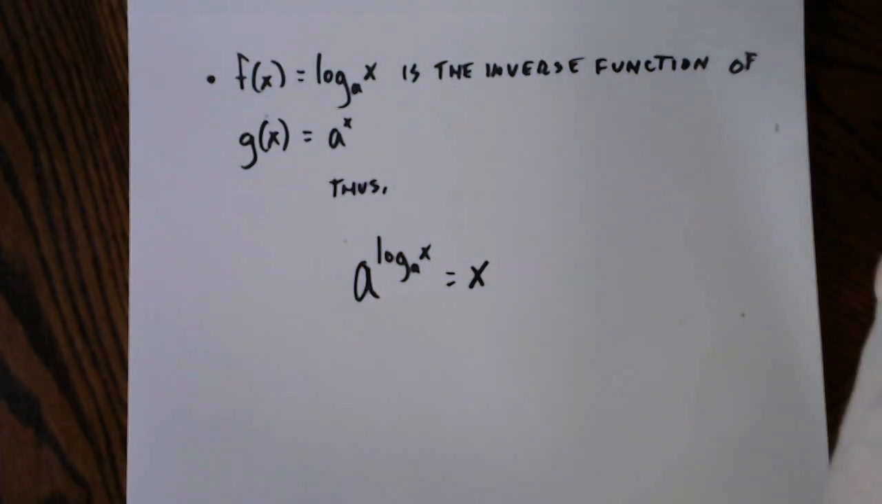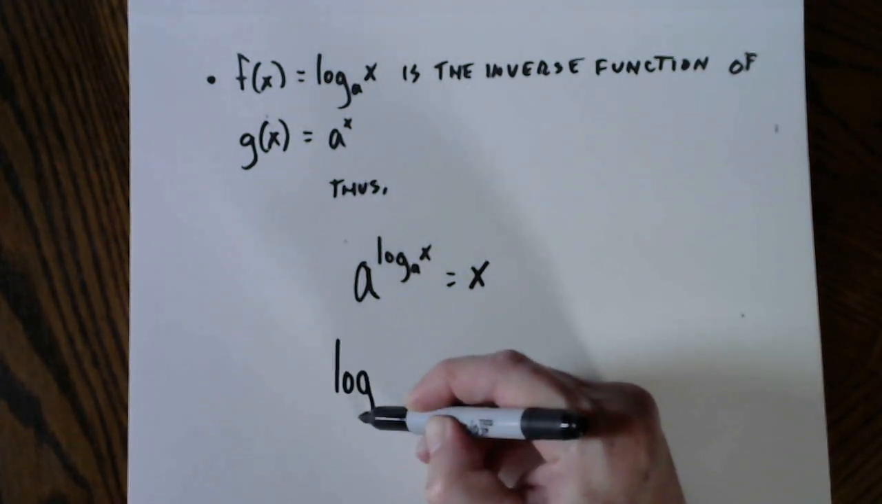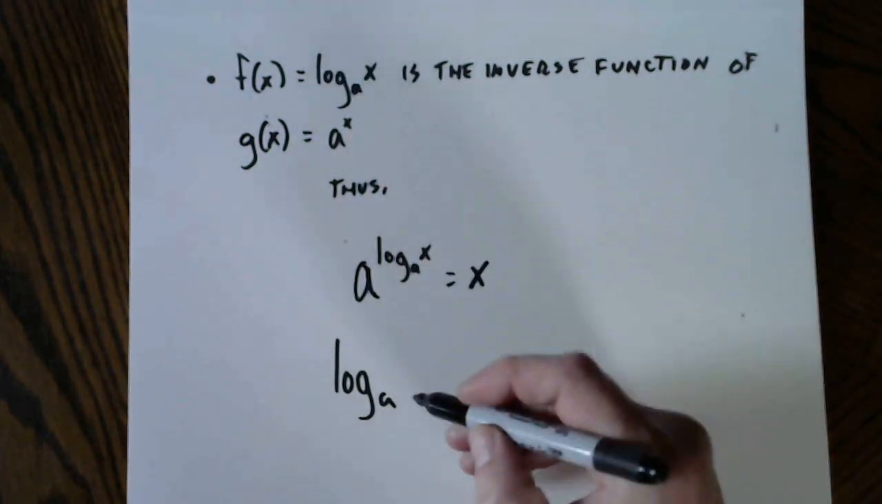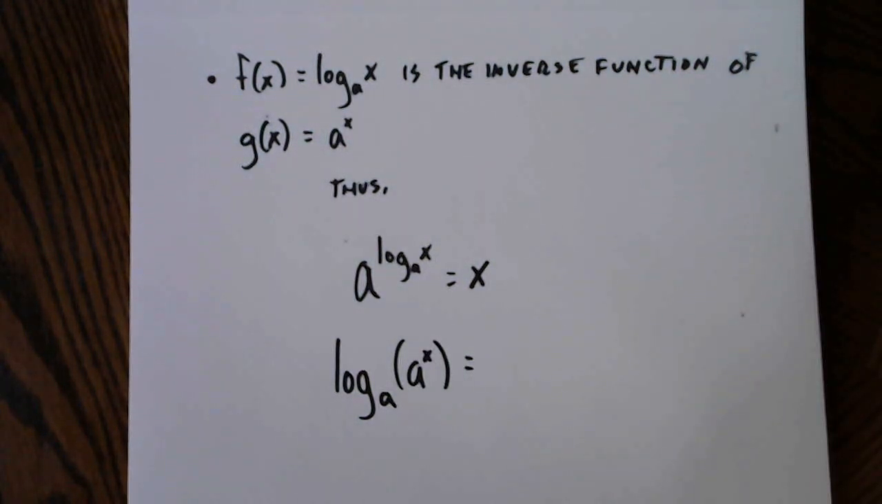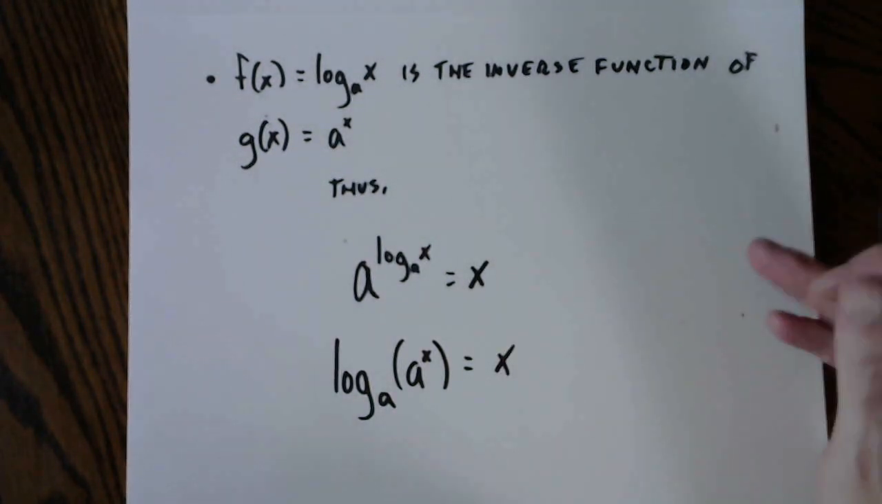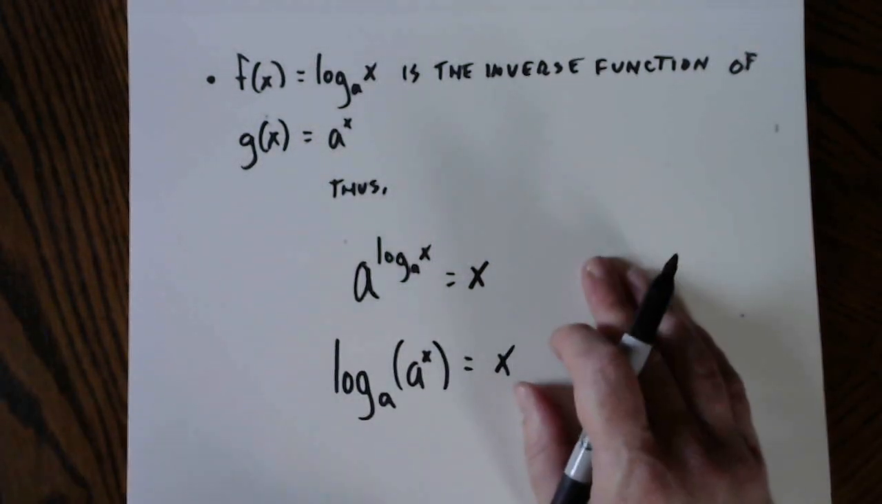And then likewise, if I go the other direction, log base a of x is of course x again. And why is that important? Because when you have inverse functions, they can undo each other, right?